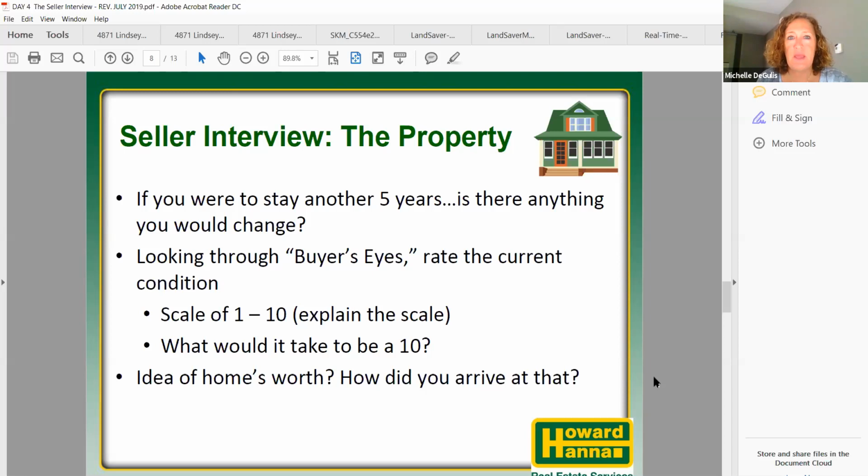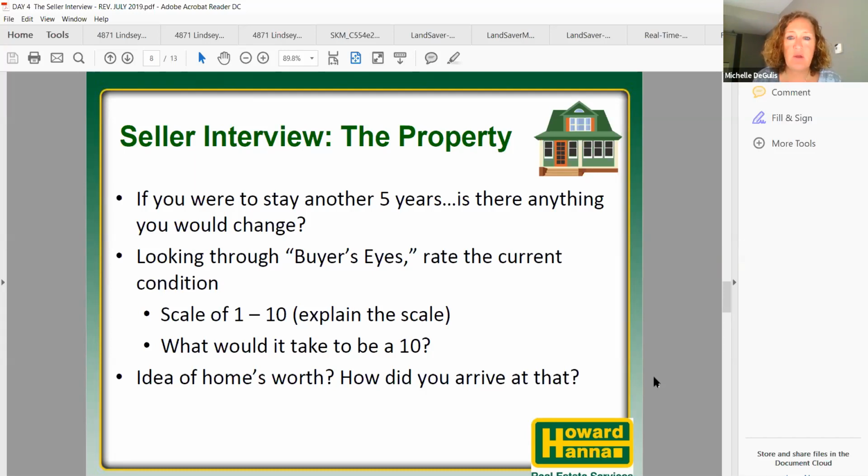Again, you've asked them about the major improvements. You've asked them what they like most, what they like least. You've asked them what attracted them to the home when they bought it. Now, here's a great question for them, because everybody thinks their house is perfect. You want to say to them, Mr. Seller, let me ask you a question. If you were to stay here another 5 years, is there anything that you would change to the home to make it more livable for you for the next 5 years?